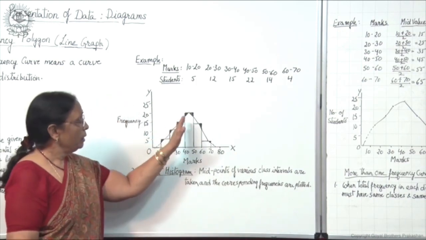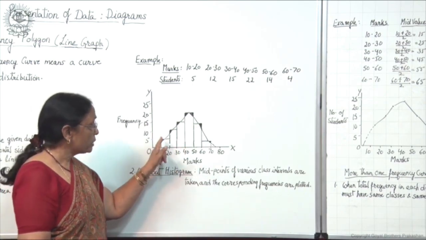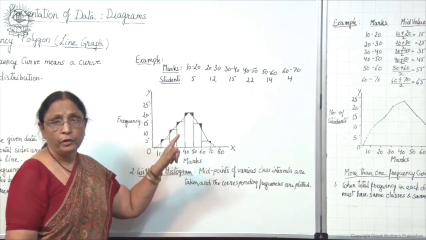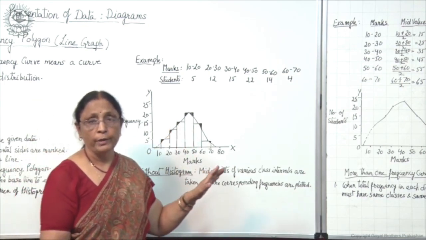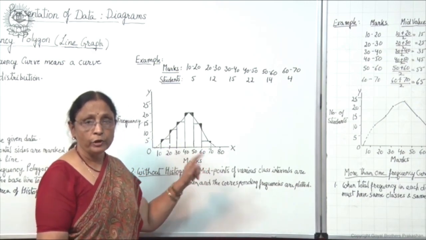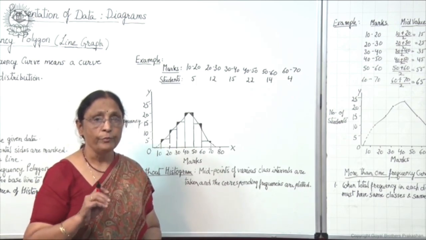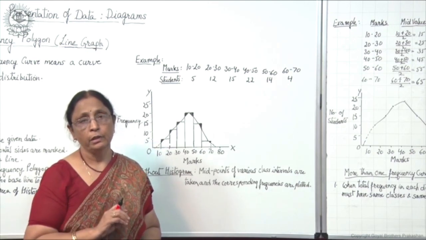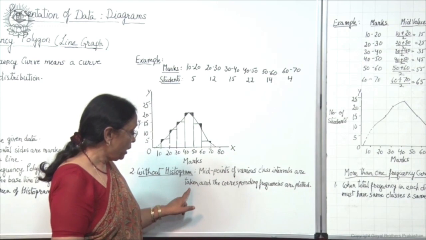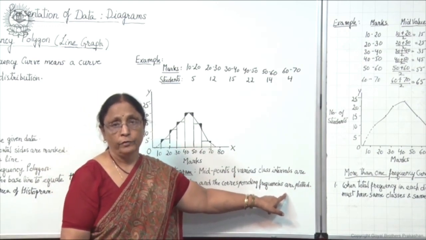Here we have not calculated the midpoints. We have just drawn the histogram and then plotted the midpoints on the graph. But here, without histogram, when you are drawing the frequency polygon, you don't have to draw the histogram, so you have to calculate the midpoints, and on the basis of the midpoints you will plot the frequency in the graph. So here it says midpoints of various class intervals are taken and the corresponding frequencies are plotted in the graph.